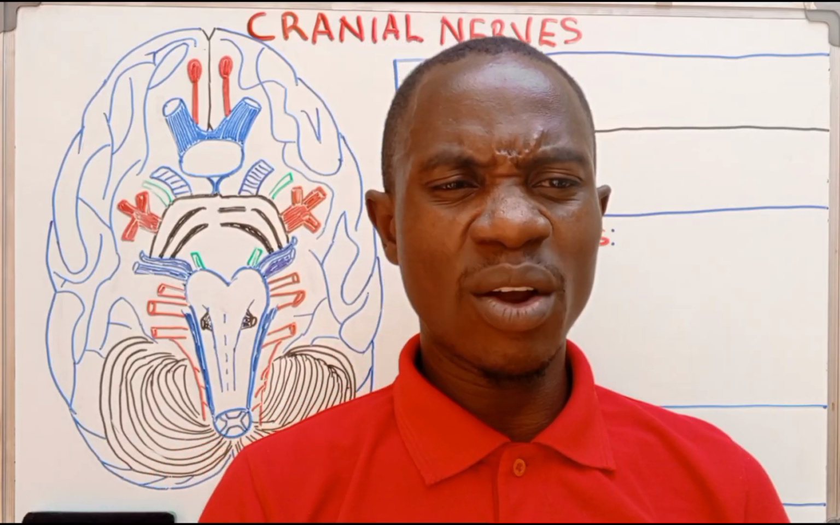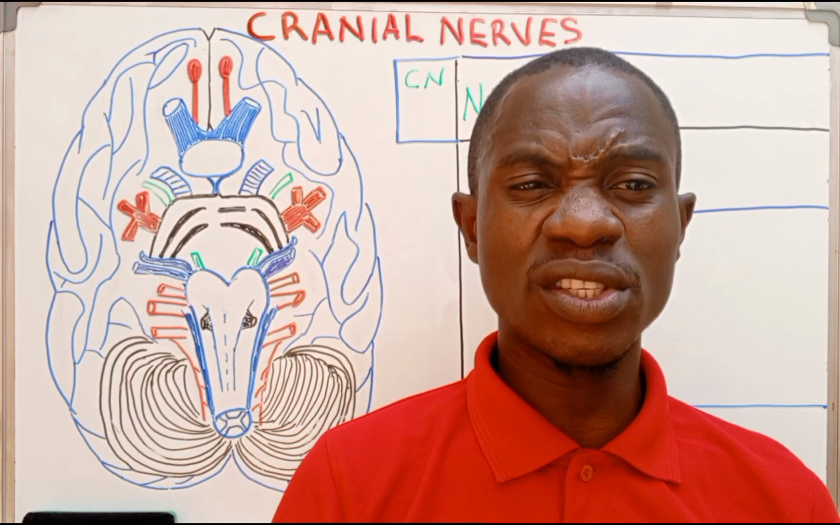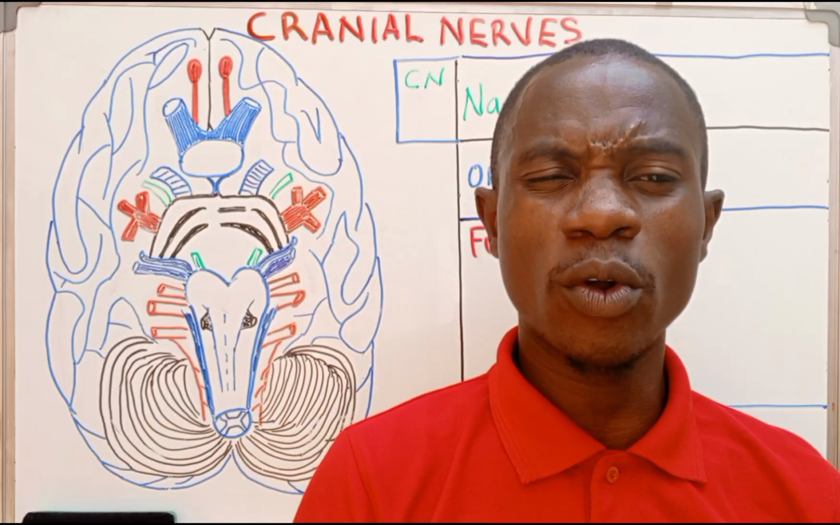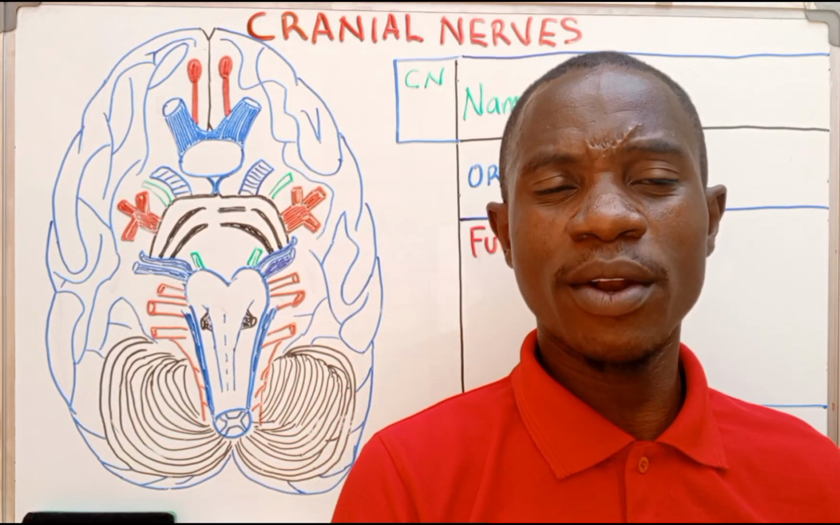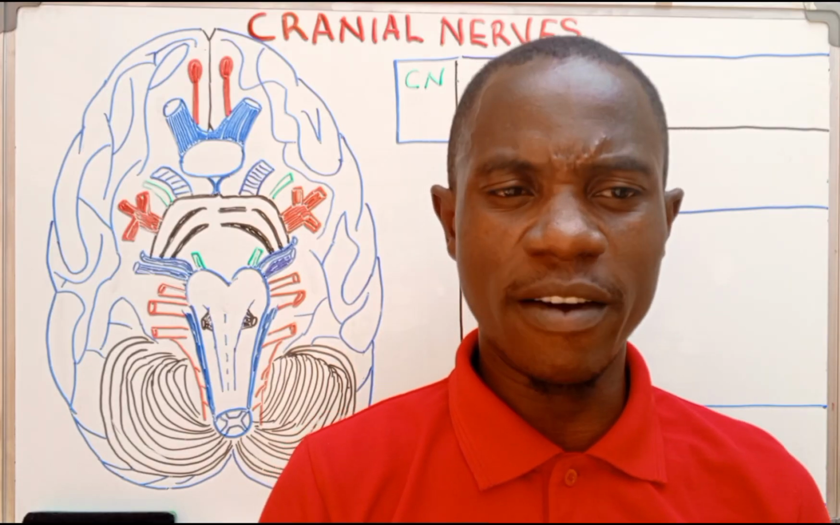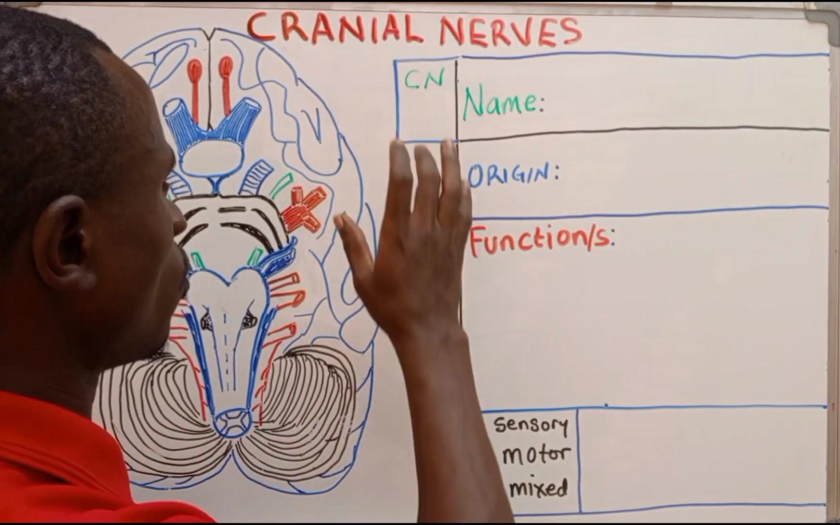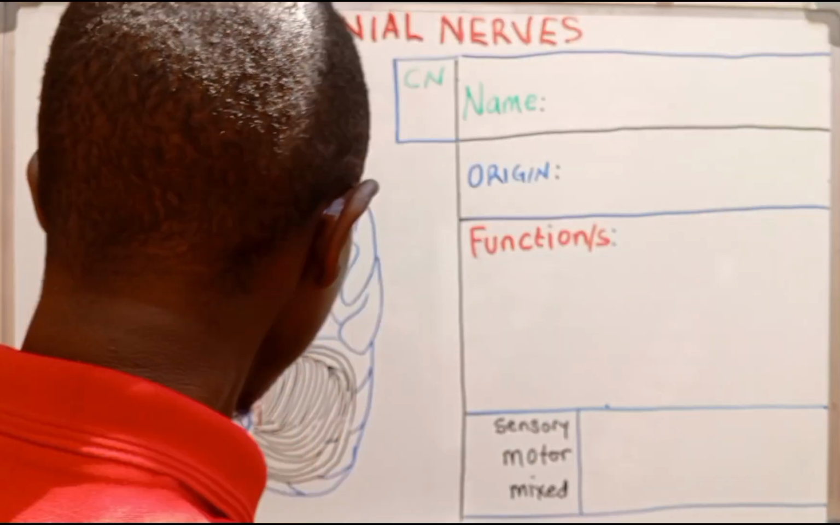Today we are going to be talking about the cranial nerves. The cranial nerves are part of the peripheral nervous system, and they consist of 12 pairs of cranial nerves. We previously talked about the spinal nerves, which are 31 pairs of spinal nerves. But today we are only focusing on the 12 pairs of cranial nerves, okay?